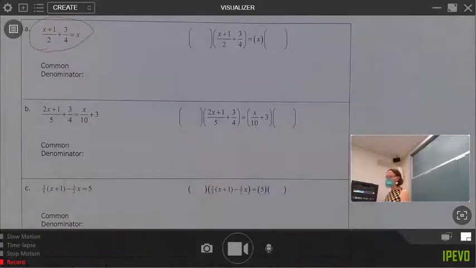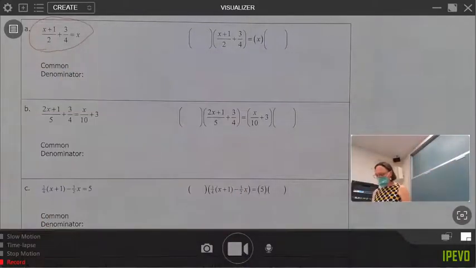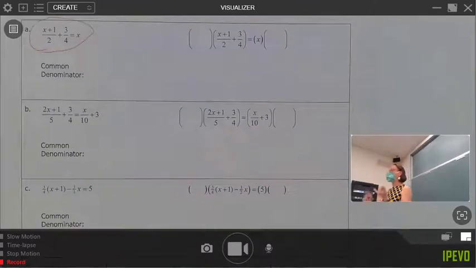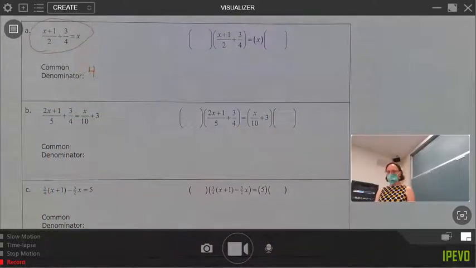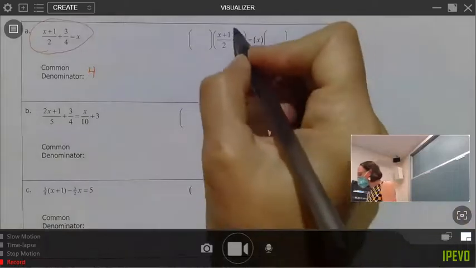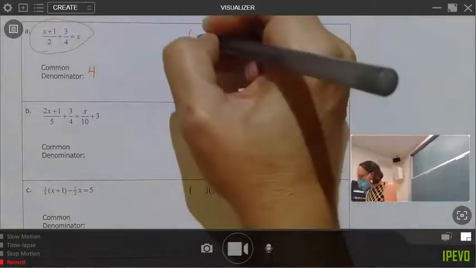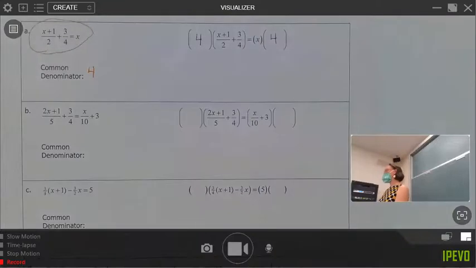So I just want to do a few examples here to practice what I mean by getting rid of the fractions. When I look at this problem, I have two denominators here, a 2 and a 4. In terms of common denominators, I could use 8, but I'm going to use 4. So if I multiply the whole thing through by 4, then I'm going to take everything on the left-hand side, and notice I put it in parentheses, and multiply by 4, and everything on the right-hand side and multiply by 4.